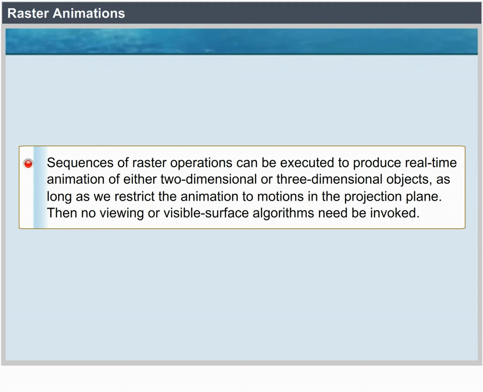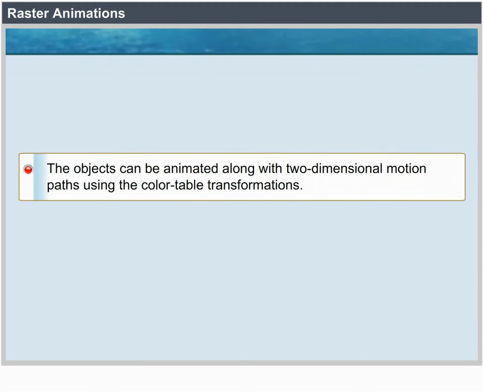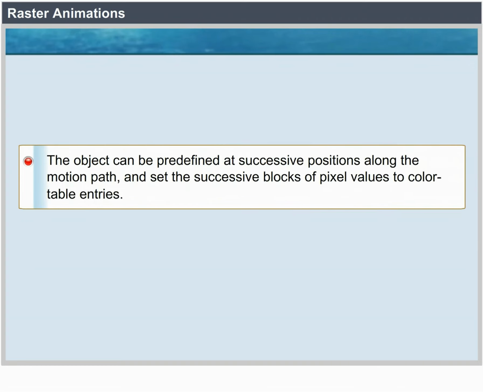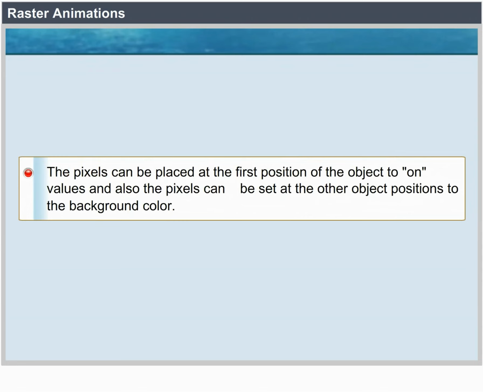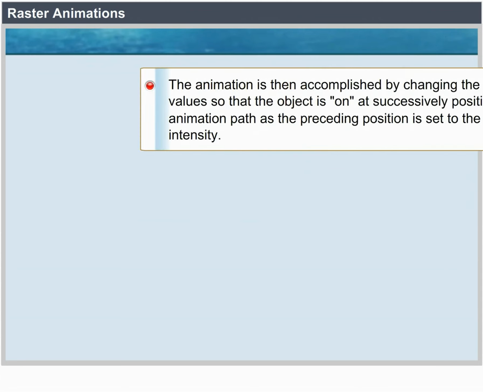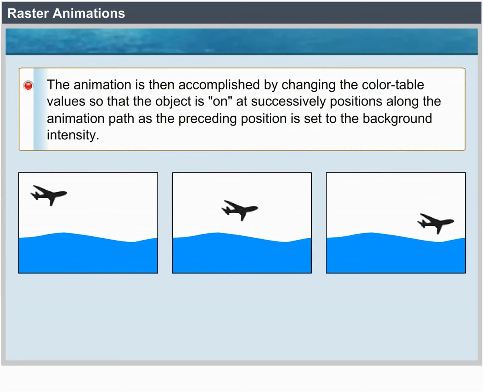We can also animate objects along two-dimensional motion paths using the color table transformations. Here we predefine the object at successive positions along the motion path and set the successive blocks of pixel values to color table entries. We set the pixels at the first position of the object to on values, and we set the pixels at the other object positions to the background color. The animation is then accomplished by changing the color table values so that the object is on at successive positions along the animation path, as the preceding position is set to the background intensity.